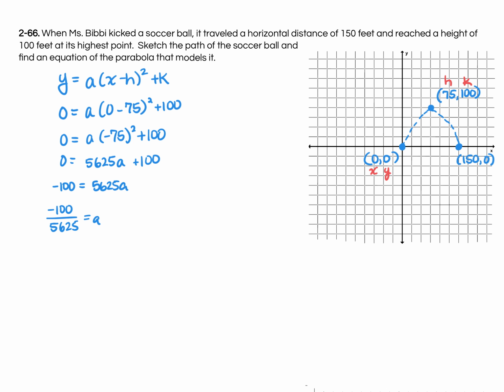There's negative 100 divided by 5625. And then remember, we talked about how you can press math and then enter twice, and it will reduce that fraction for you. So negative 4 over 225 is what you should get. That's our A value. Now remember, the point here is to write the equation. So we've got to go back and write the equation. We now know what A is, and we know what H and K are. So H was 75. Plus K, which was 100. So this is our equation.